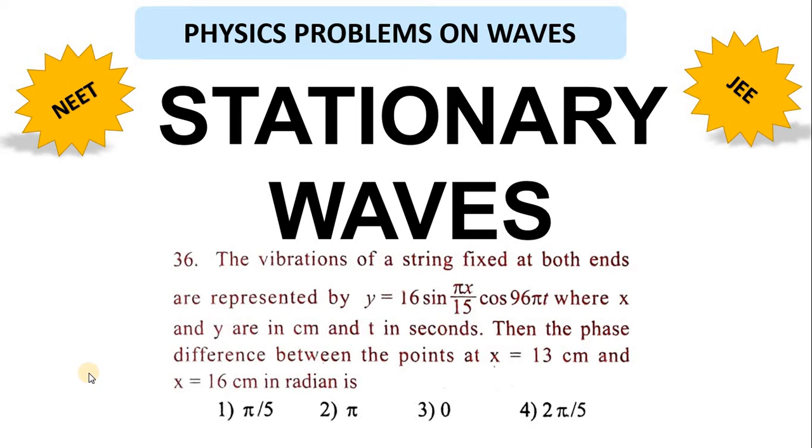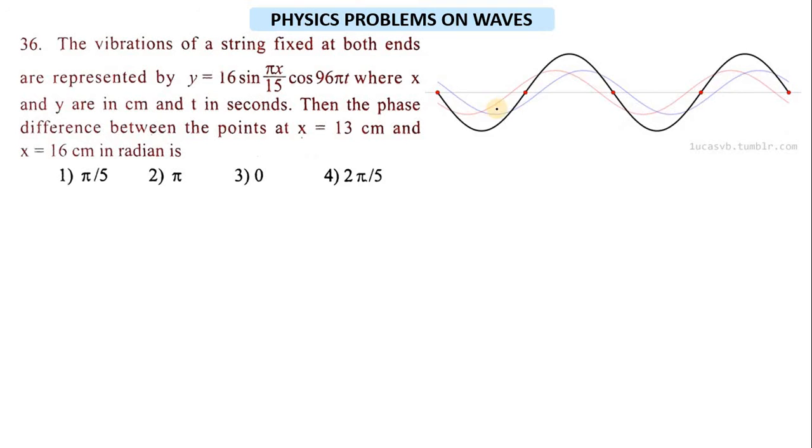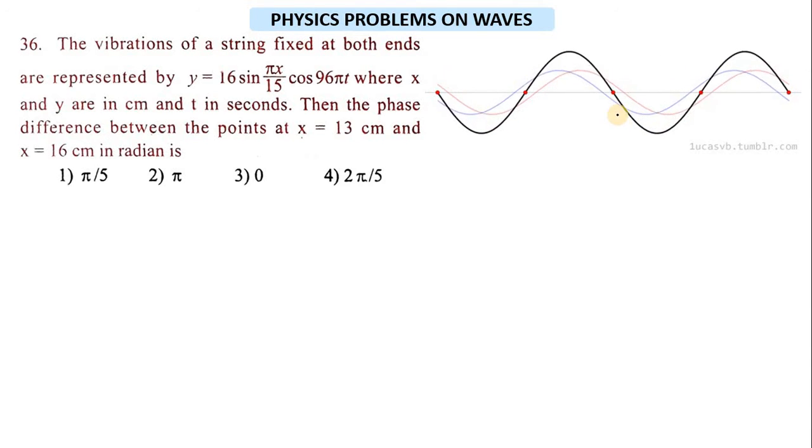Hello students, in this video we are going to discuss a problem of stationary waves. Here the vibrations of a string fixed at both ends are represented by this equation, and we have to find the phase difference between 2 points which are located at 13 and 16 centimeters. So let us look at the question. Here I am also showing the standing wave formation in the animated GIF image.